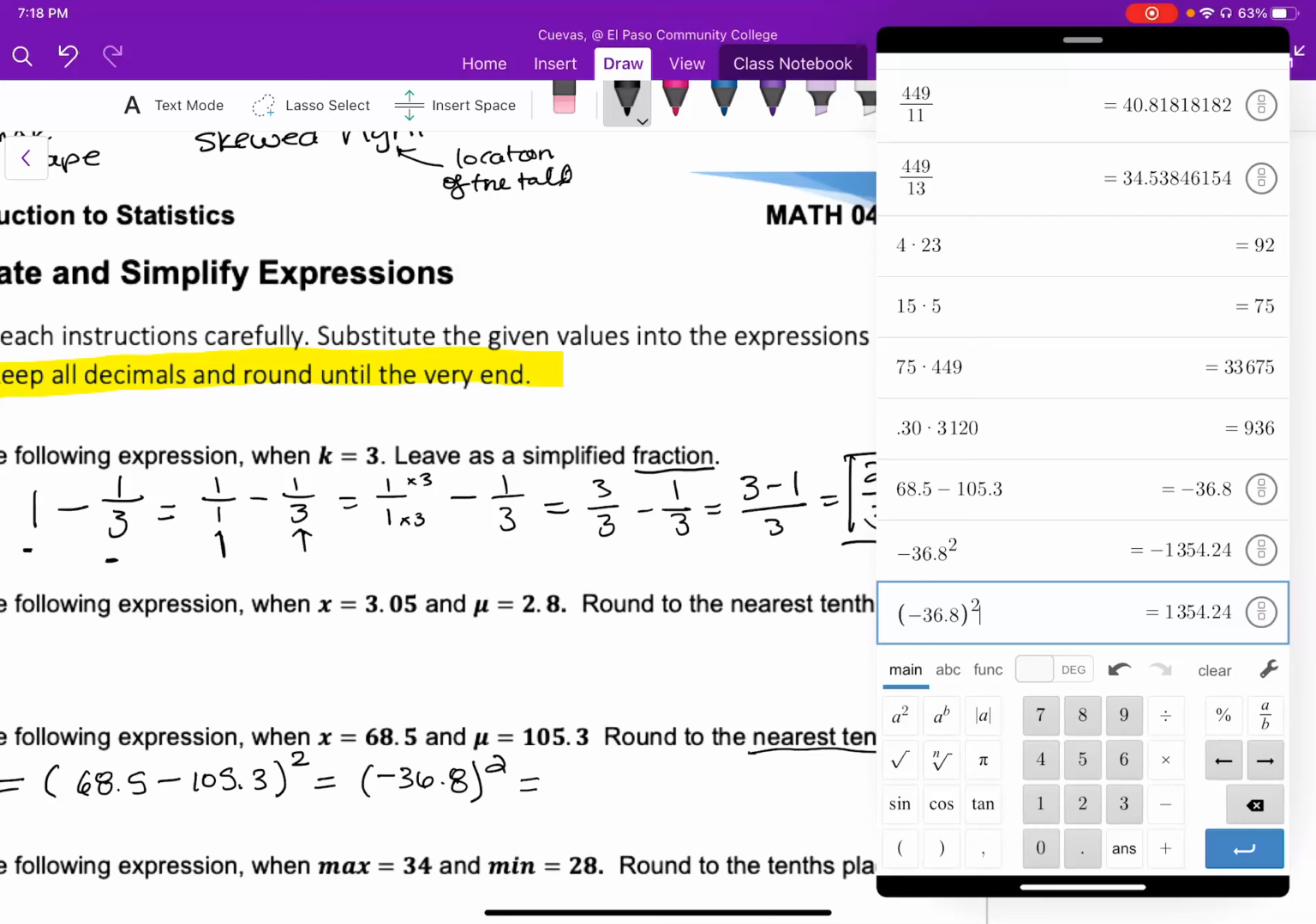Which of these is correct? They're both different answers. The correct answer is, of course, the one with the parentheses. If your expression has parentheses, you should also be using parentheses in your calculator. Make sure that you do so. So our answer right now is positive 1,354.24. Another way to know this is that it's asking you to square the value, negative 36.8 times negative 36.8. That's what a square does. So negative times a negative is a positive.